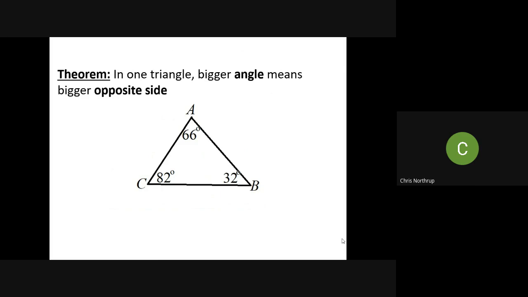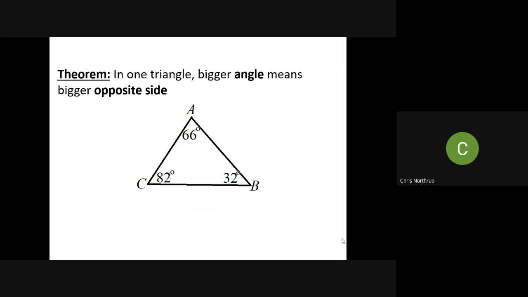So let's look at the smallest angle. The smallest angle is 32 degrees. That means your smallest side of this triangle would be side CA. Your largest angle is 82. That's at angle C. That is opposite to AB. So AB would be your largest side. And then since 66 is kind of your medium angle, CB would be your medium side.